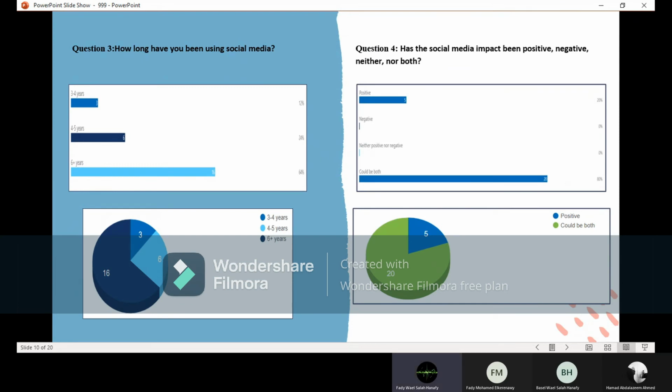So for question three, how long have you been using social media? Turns out most people have been using social media for 6 or more years. And for question four, has the social media impact been positive, negative, neither, or both? Most people say it could be both. There weren't any people saying it has a negative impact, or neither positive nor negative.